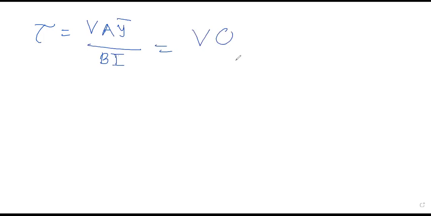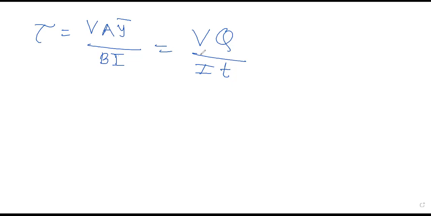Shear stress, that is tau, is equal to, as you know, VAy bar by Ib. So if I am writing this, VQ divided by I into t, right, where V is nothing but the shear force acting on the cross section, Q is equal to A y bar, and b is replaced by thickness. So this is the general formula for the shear stress.